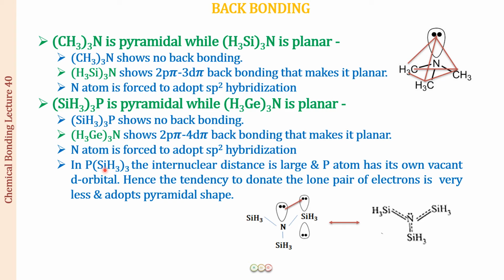In case of trisilylphosphine, the internuclear distance is going to be large because phosphorus and silicon atoms are going to be larger atoms. Phosphorus atom also has its own vacant d orbitals. Hence, the tendency to donate the lone pair of electrons is going to be very less, and therefore it is going to adopt a pyramidal shape. So now you can understand why essentially we say that one of the atoms has to be a second period element, because it is going to be very small. Okay, and the other can be a second or a third period element, but beyond that, when the sizes increase, the back bonding is not going to be that effective.